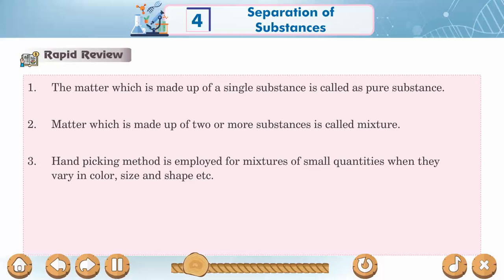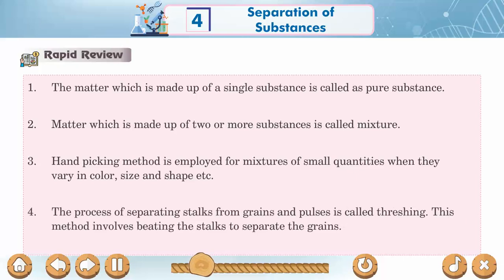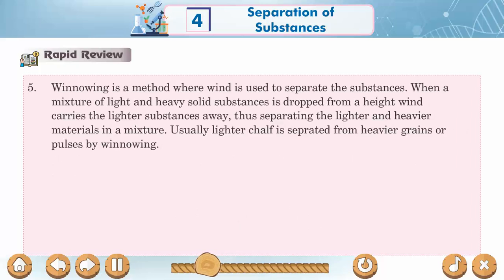Hand-picking method is employed for mixtures of small quantities when they vary in color, size and shape, etc. The process of separating stalks from grains and pulses is called threshing. This method involves beating the stalks to separate the grains. Winnowing is a method where wind is used to separate the substances. When a mixture of light and heavy solid substances is dropped from a height, wind carries the lighter substances away, thus separating the lighter and heavier materials in a mixture. Usually, lighter chaff is separated from heavier grains or pulses by winnowing.